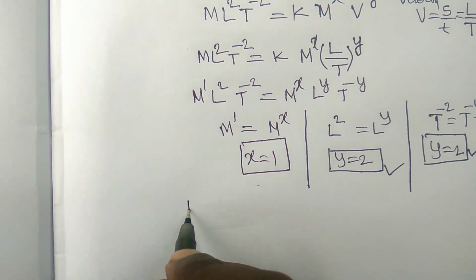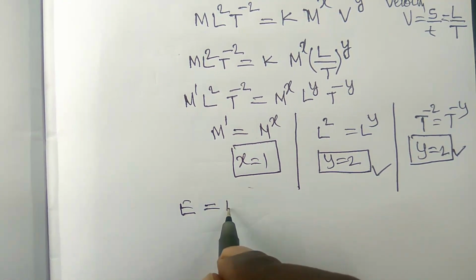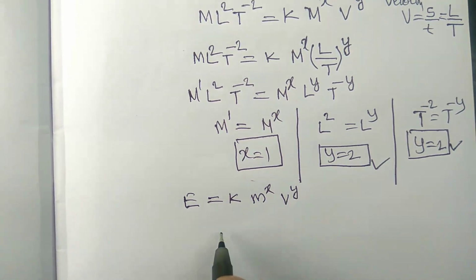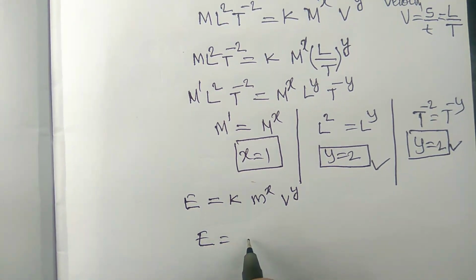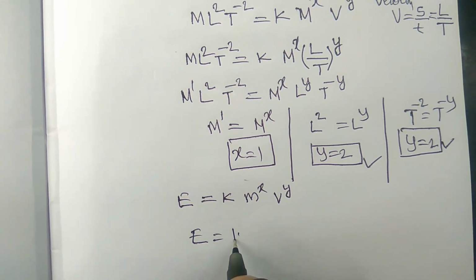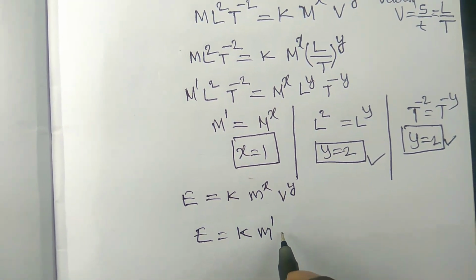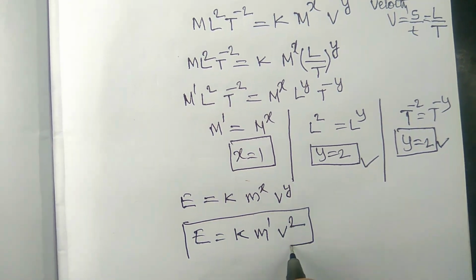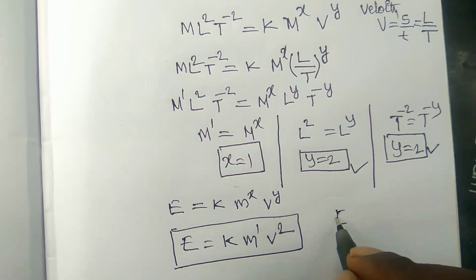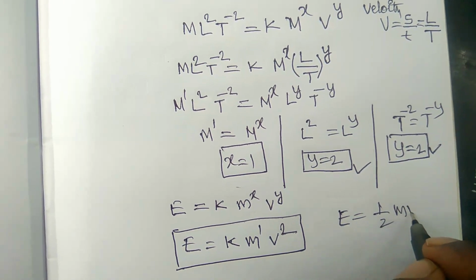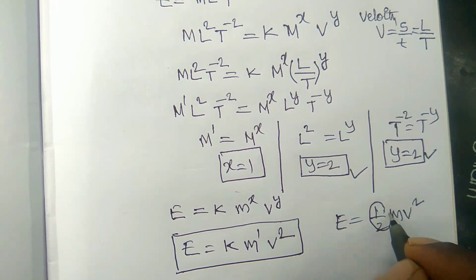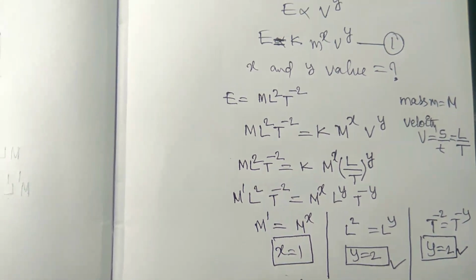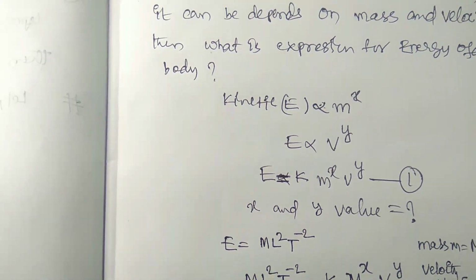The basic equation is E is equal to k into m power x v power y. So we can write E is equal to k into m power 1 v power 2, that is mv square. You already know the kinetic energy is equal to half mv square. So 1 by 2 here is the constant k into mv square. This is the formula derived by using dimensional formulas.